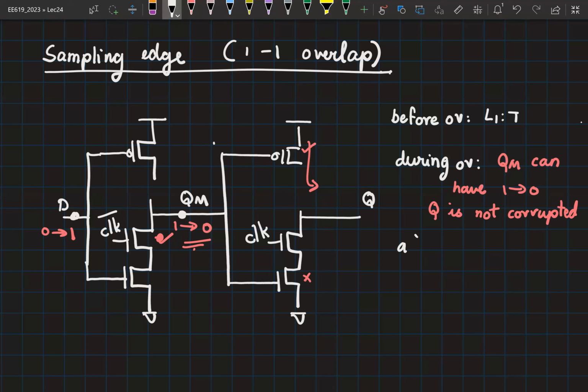And after the overlap, your L2 becomes transparent, which means this MOS is back in the picture. Correct? And this turns on. Therefore, any change in QM can now reach the output. So during this phase, it's possible for this changed QM to reach the output. And how do we prevent that? We give a hold constraint because we are dealing with the sampling edge. So the hold time for this flop has to be greater than the T11 overlap.